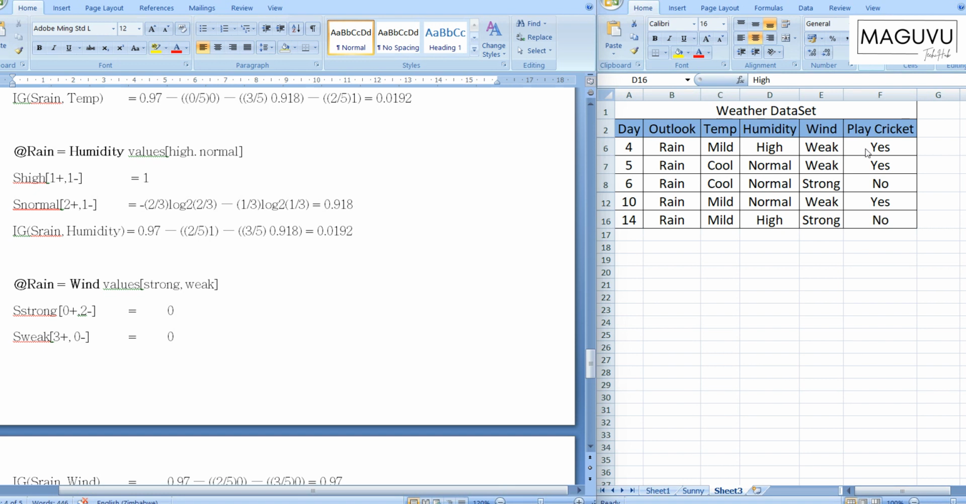Wherever we have a weak wind, we play, and wherever we have a strong wind, we do not play. So we can then go ahead and represent the information of the entropy on our decision tree.